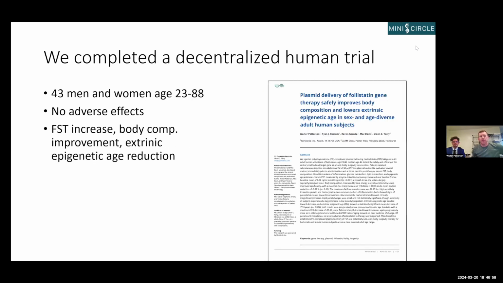So we recently completed a decentralized, which is another way of saying international, human trial using our plasmid gene therapy. So we had 43 men and women, ages 23 through 88. Importantly, we saw no adverse effects related to therapy through 12 months of observation. And highlights of some of the results include about a twofold increase in serum follistatin, body composition improvements, and a reduction in extrinsic epigenetic age via a methylation clock.